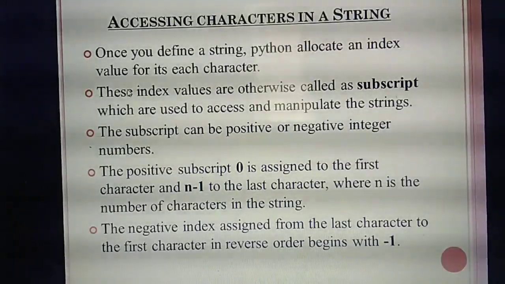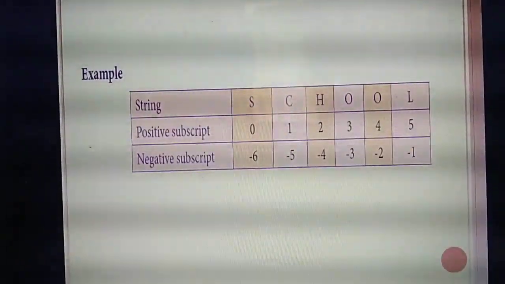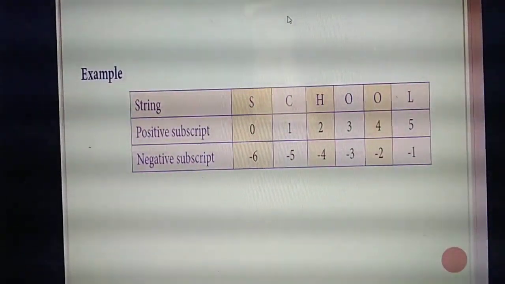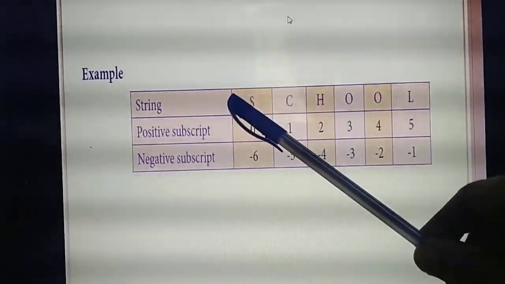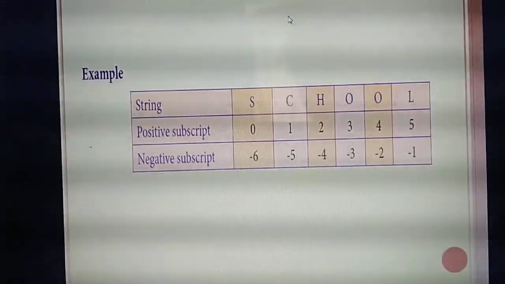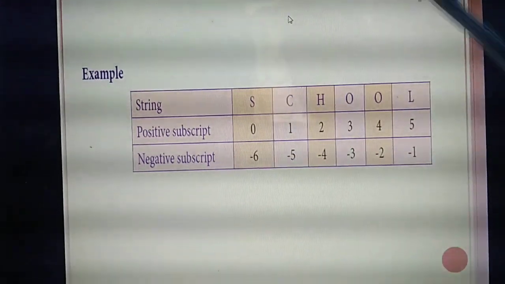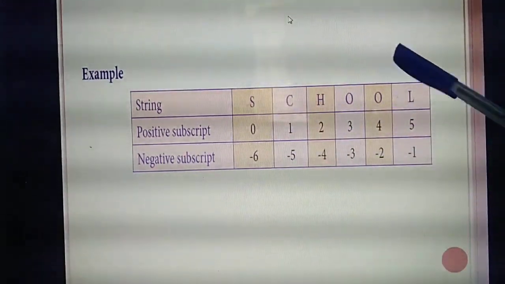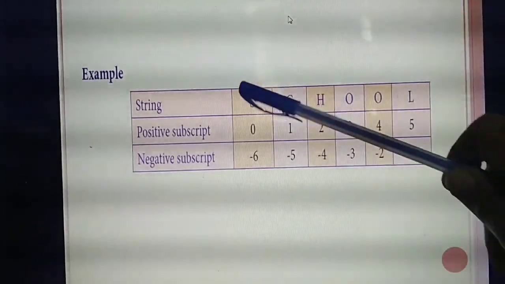Understand? Now we will see an example. After that only you will understand thoroughly. See, this is the example. The word they are giving is SCHOOL. So it's a string. First you are going to define the positive subscript or positive index value. Already you have studied that the positive index always starts from the first character. So this is the first character.